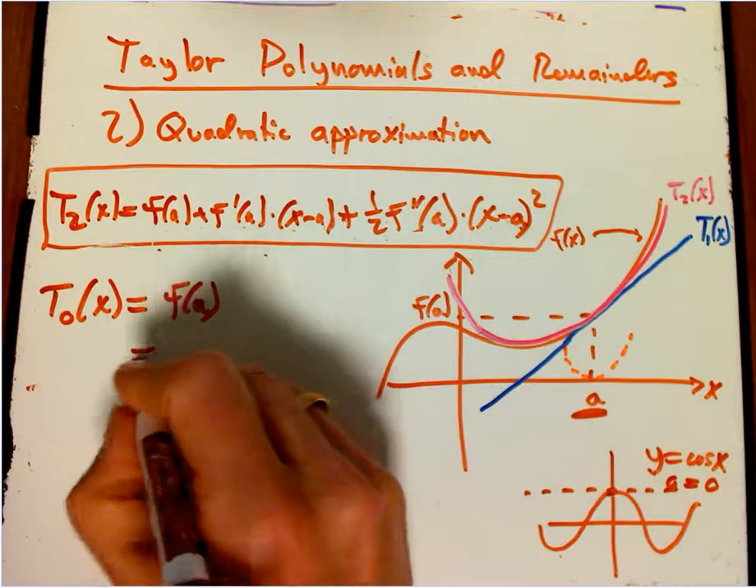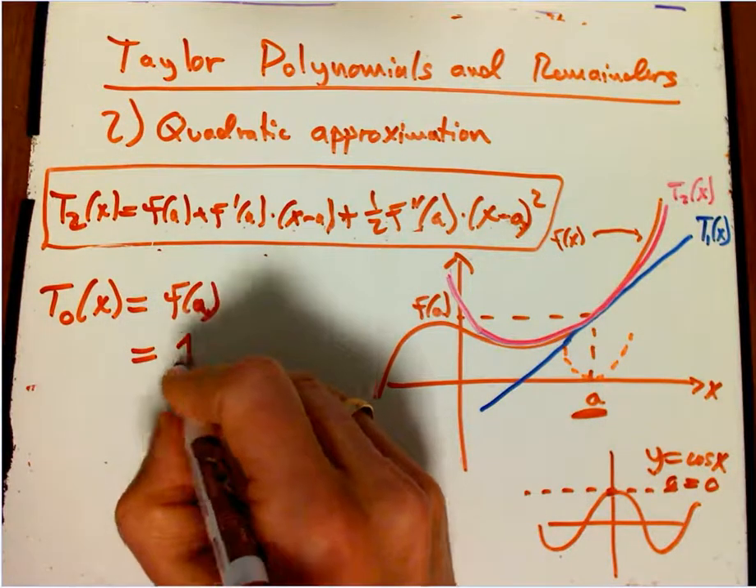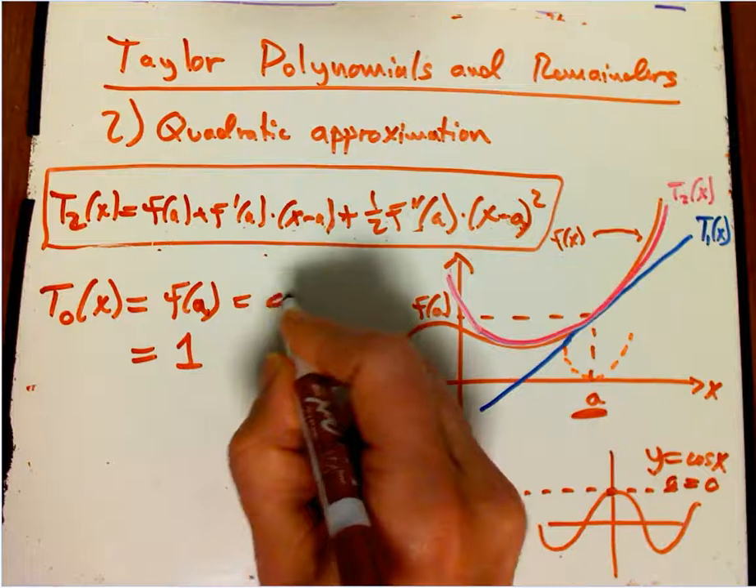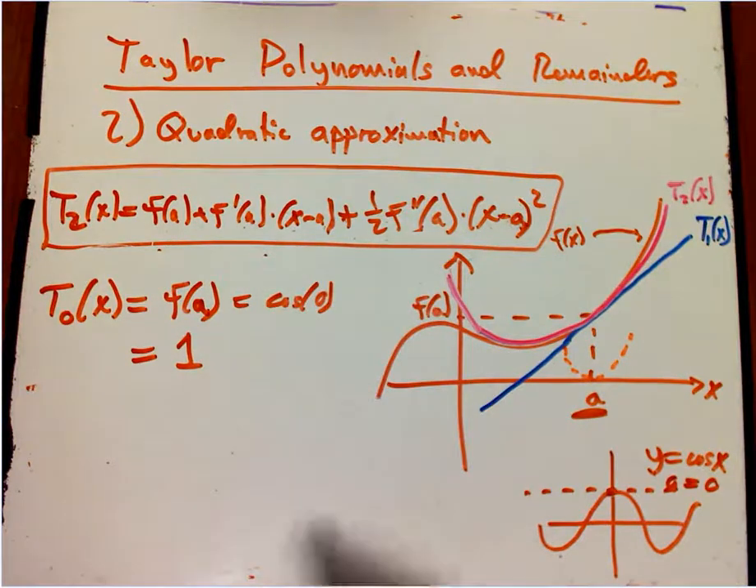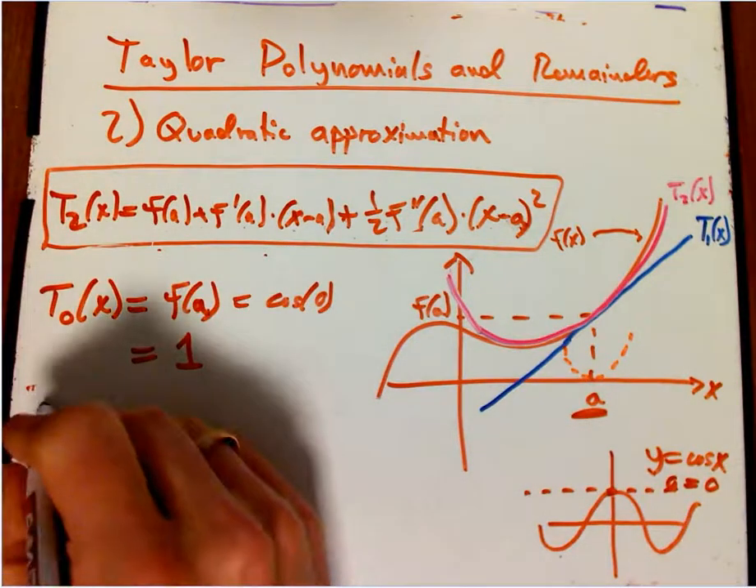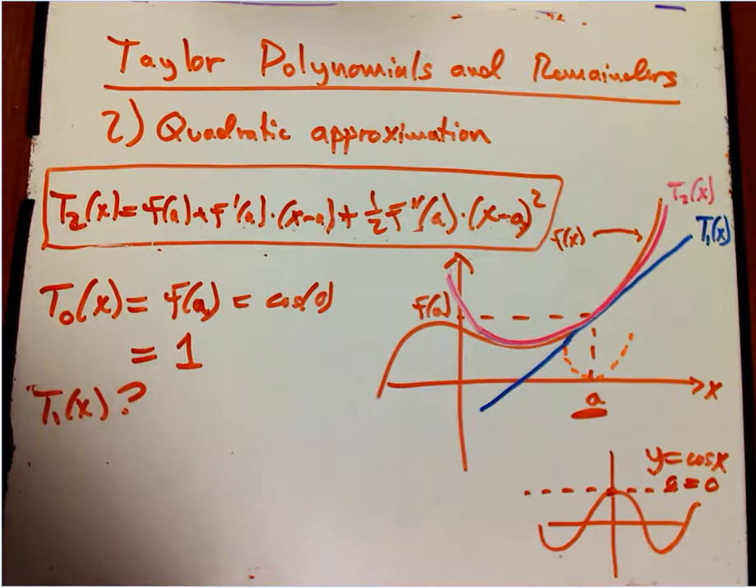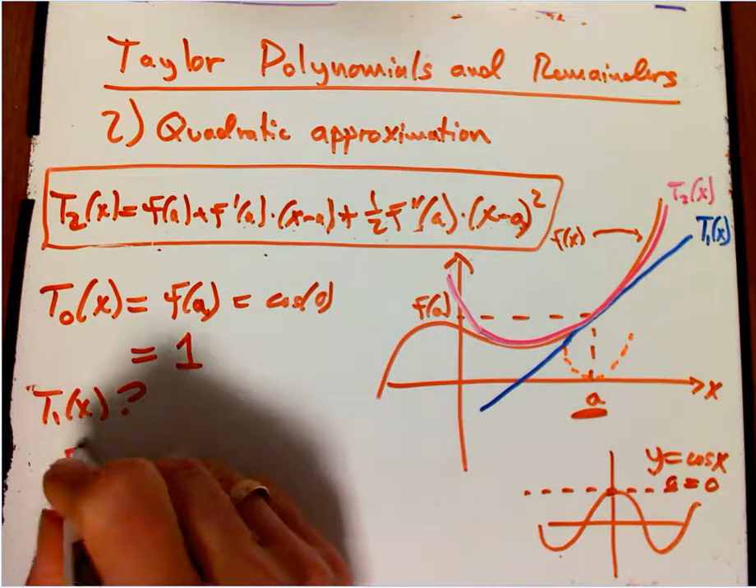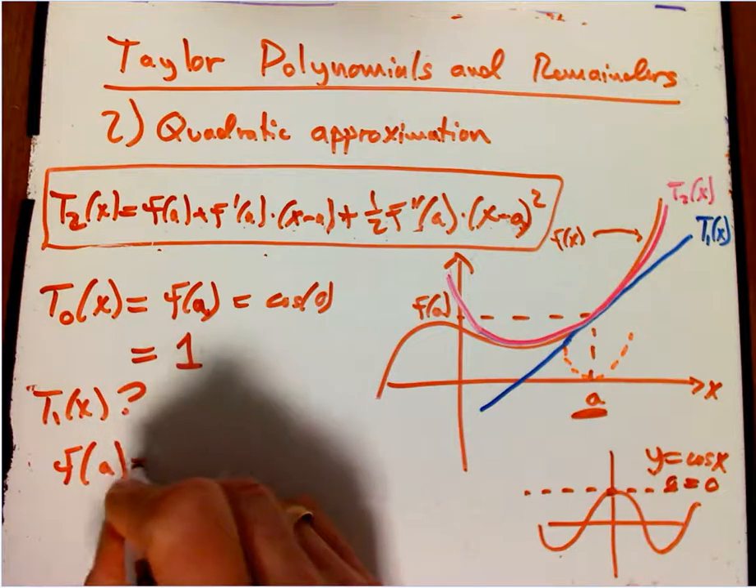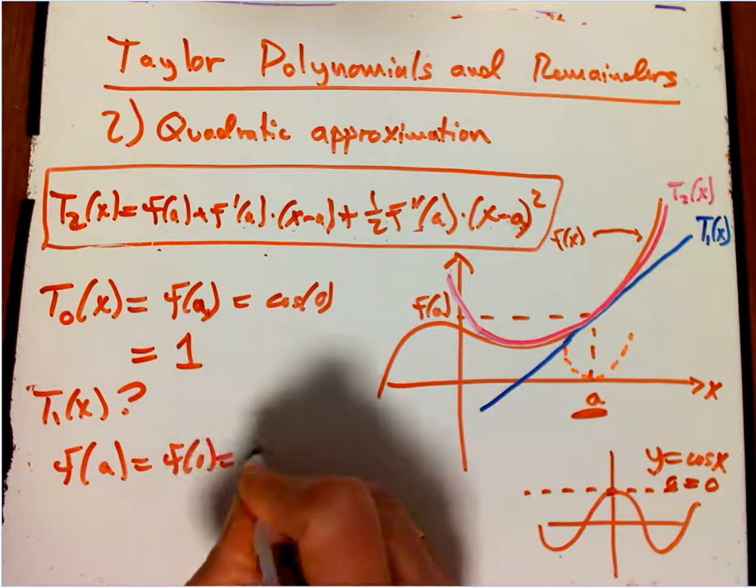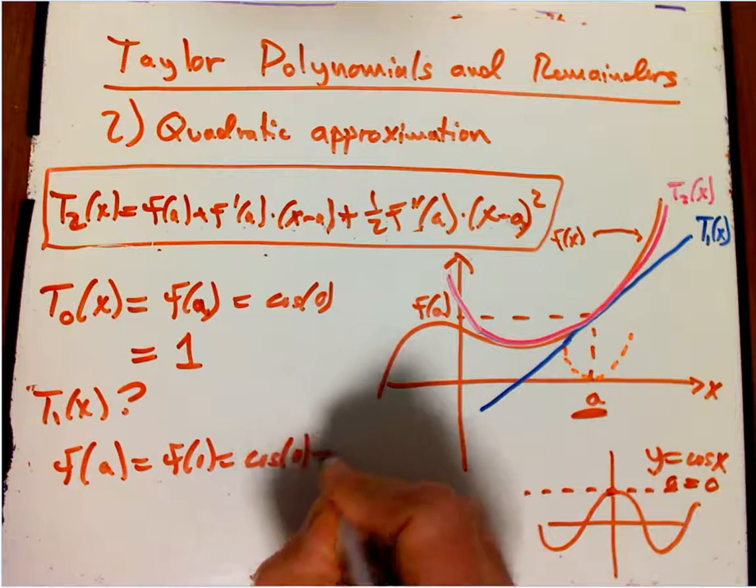In this case, that's going to be 1, because that's just cosine of 0. So that would be saying, I'm going to approximate cosine and saying it's always equal to 1. Not so good. But an interesting thing is that t1 of x, if we want to get t1 of x here, well, let's do the ingredients, okay? We know, we've already calculated that f of a is f of 0. Specifically, that's cosine of 0 is 1.